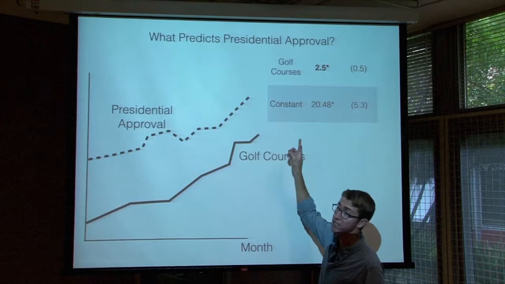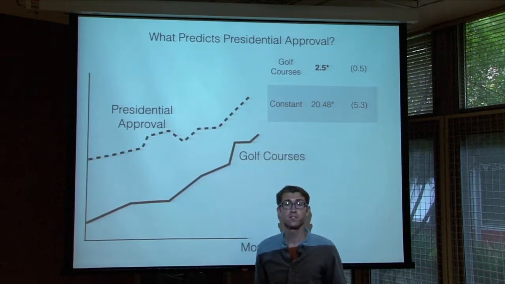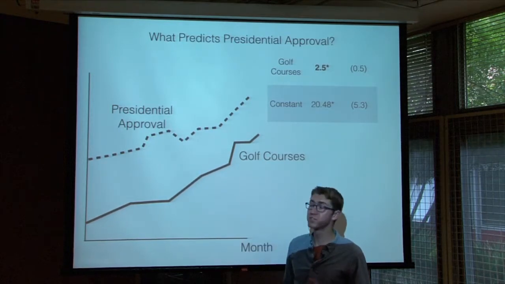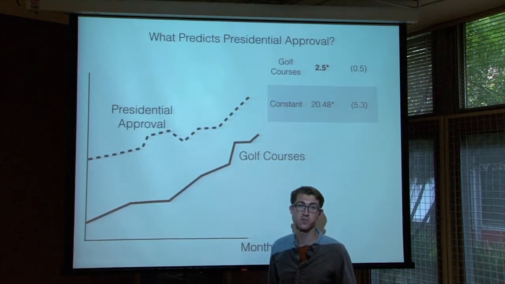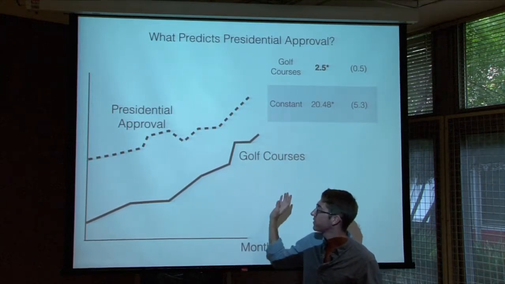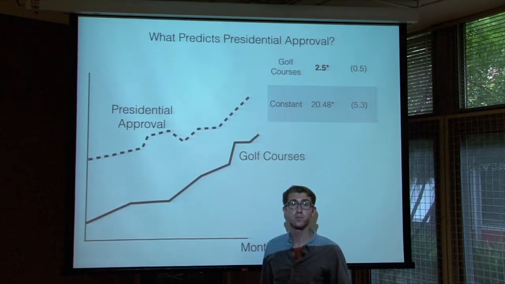So they're measured over time at finite points. And we could run a regression, right? And we see that it looks like golf courses seem to increase presidential approval. And is there a relationship between golf courses and presidential approval? No, that's silly.